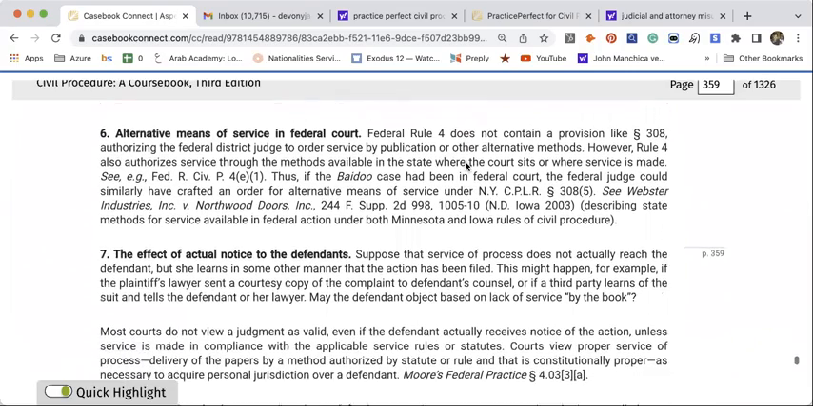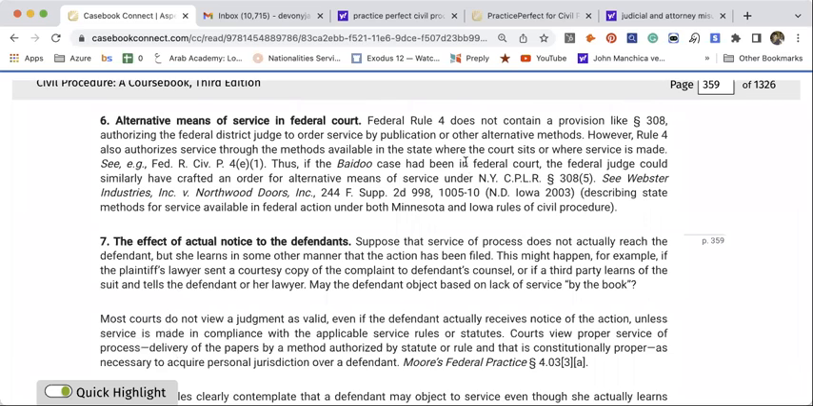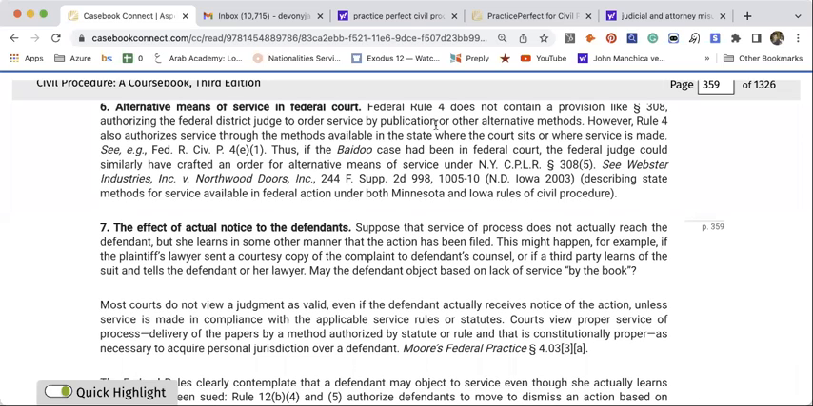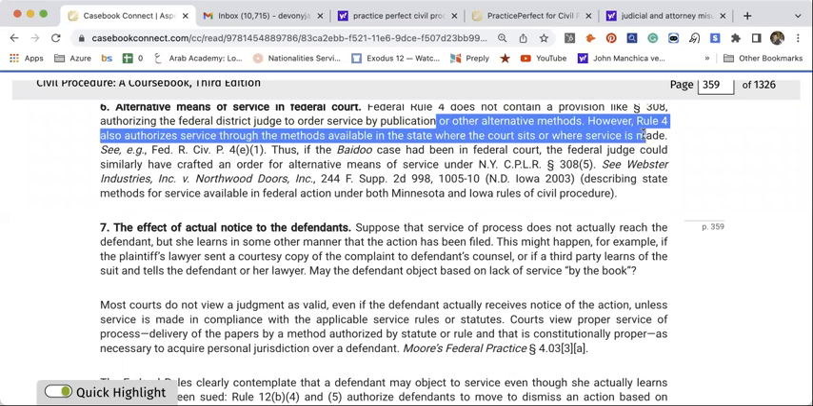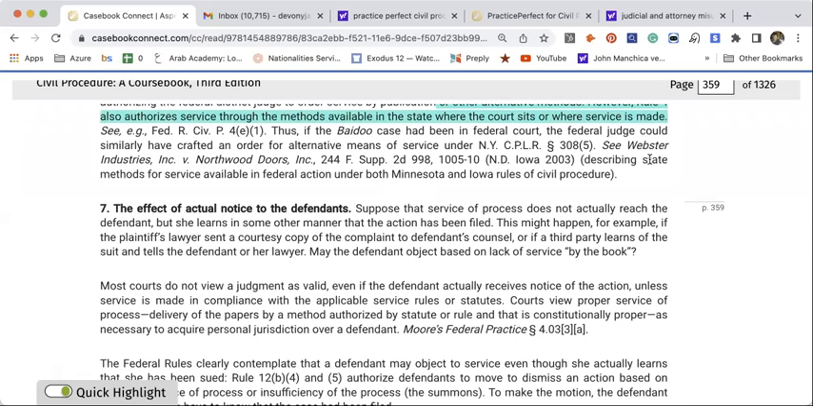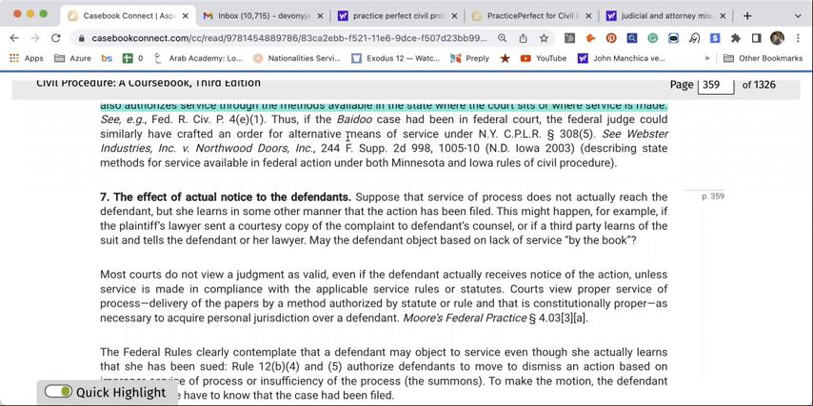Alternative means of service in federal court. Federal Rule 4 does not contain a provision like Section 308 authorizing a federal district court to order service by publication or alternative methods. However, Rule 4 also authorizes service through methods available in the state where the court sits or where service is made. Thus, if the Baidoo case had been in federal court, the federal judge could similarly have crafted an order for alternative service by means of the New York Civil Practice Law and Rules.